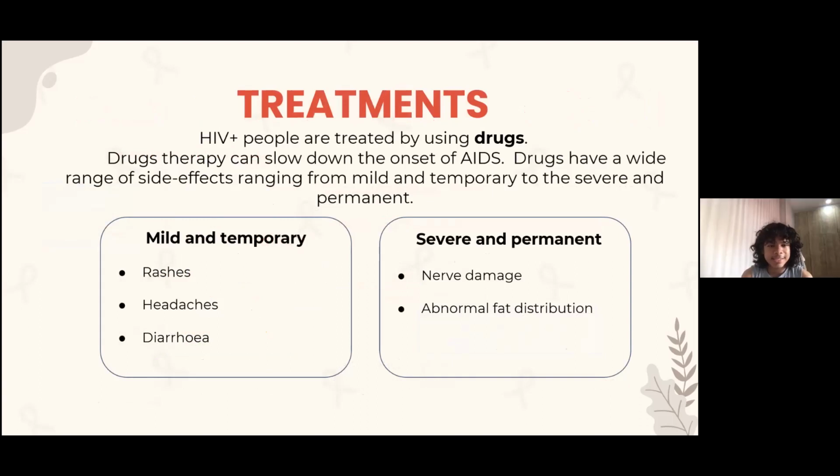So there is yet no cure for AIDS and no vaccine for HIV. However, HIV positive people are treated with drugs so they can live with HIV. Drug therapy can slow down the onset of AIDS so that many HIV positive people have a longer life expectancy. However, drugs are expensive and have a wide range of side effects, ranging from mild and temporary, such as rashes, headaches, and diarrhea, to the severe and permanent, such as nerve damage and abnormal fat distribution.